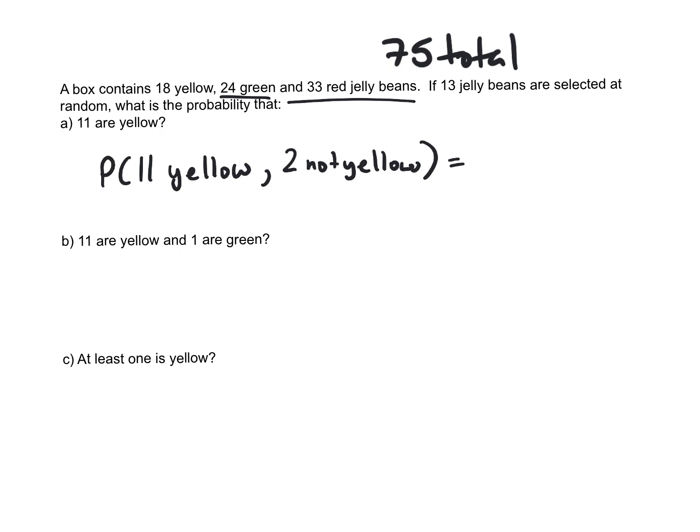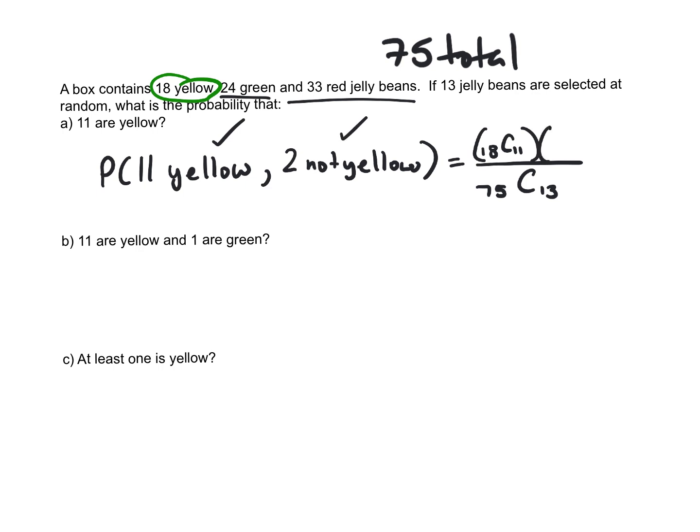So how I'll do it is, first of all, for the actual total number, there are 75 beans, and I'm picking 13 at a time. Again, I don't care about the order of the beans. The 11 can be the first 11, last 11, middle 11, it doesn't matter. So I'm using a combination, and in most probability problems, combinations are the way we will go. Now, there are 18 yellow jelly beans, and we want exactly 11 of those. So for that part, I'm going to say I want 18 choose 11.